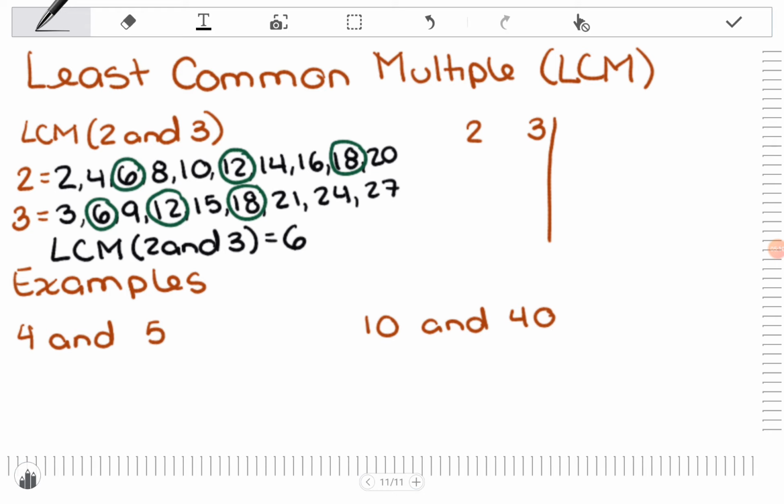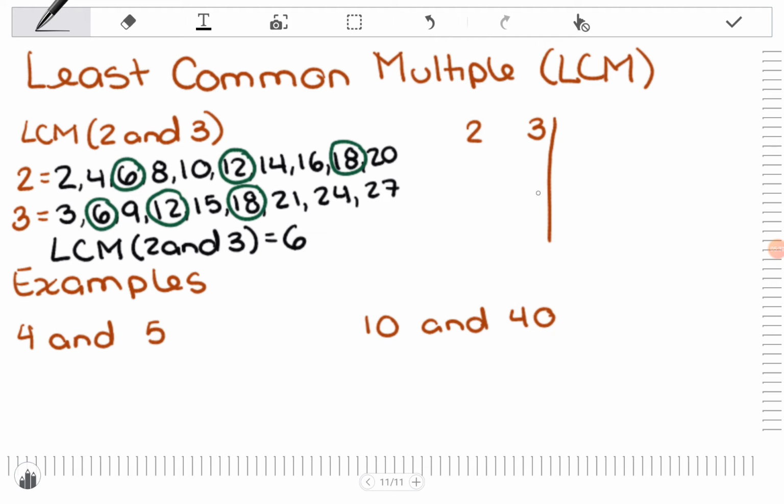But if I tell you to do the least common multiple of, I don't know, 128 and 970, maybe you have to do pages of multiples to find the first common multiple. So that's why we're going to teach you this method, which is always going to help you, okay?